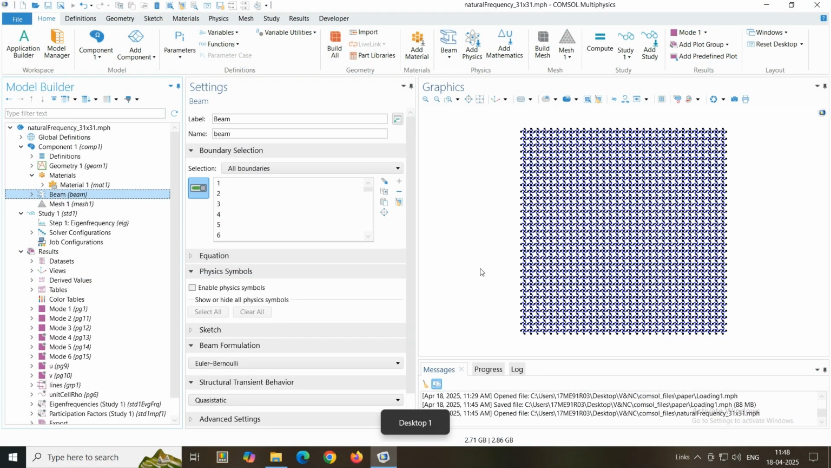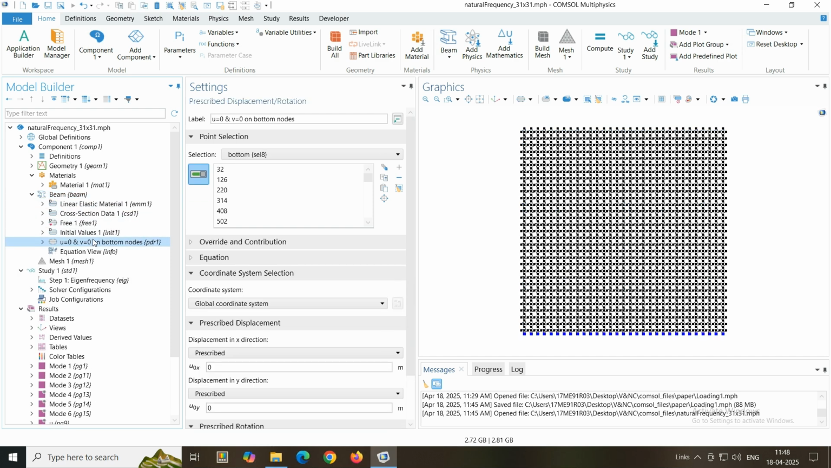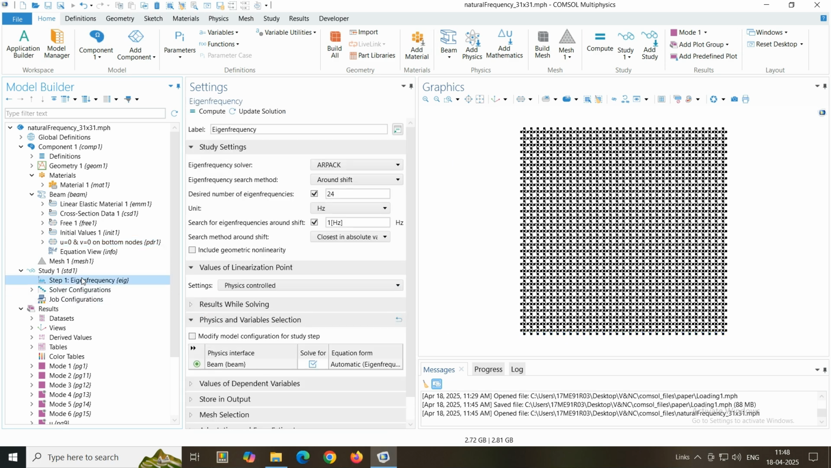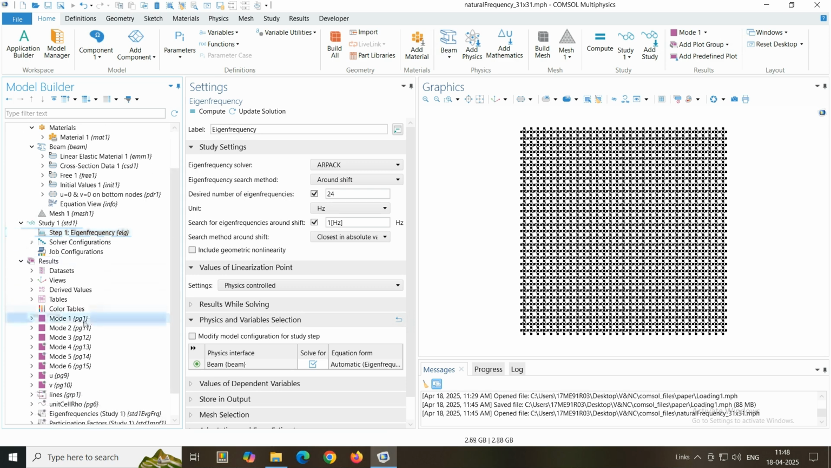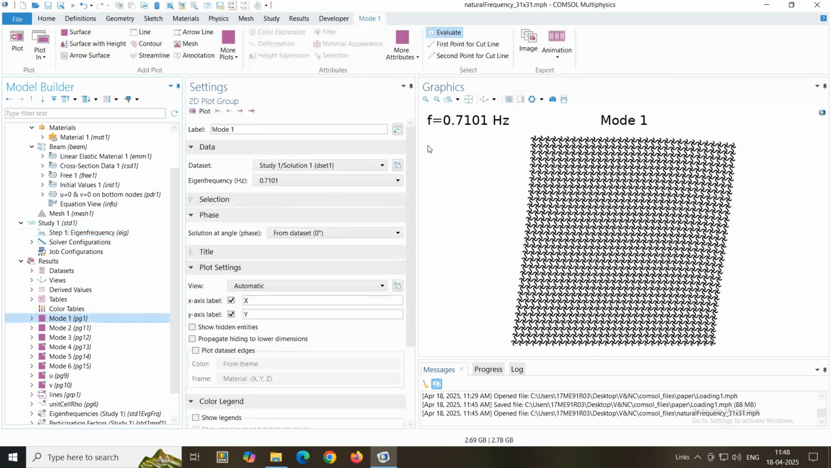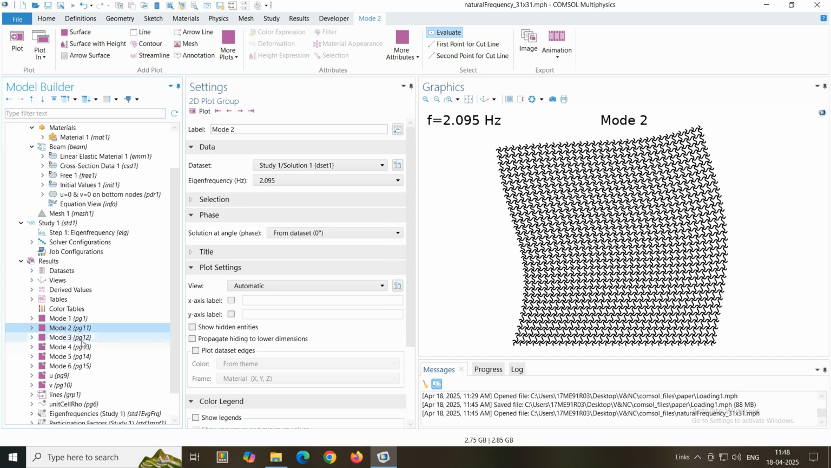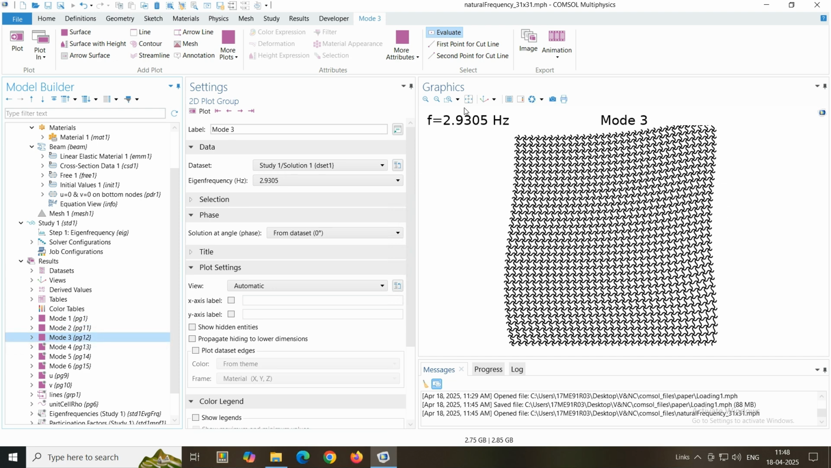Having validated my COMSOL implementation, I'm finding the natural frequencies of this lattice when the bottom nodes are all fixed. I'm using the eigenfrequency study of COMSOL. So here is the first mode shape and the first natural frequency. The second one, third, and so on.